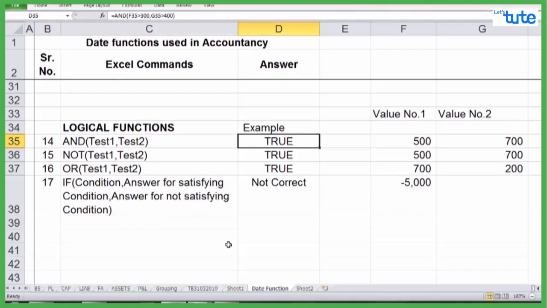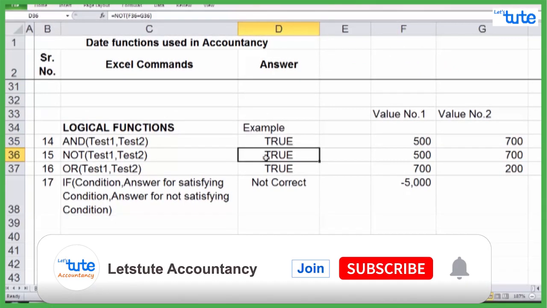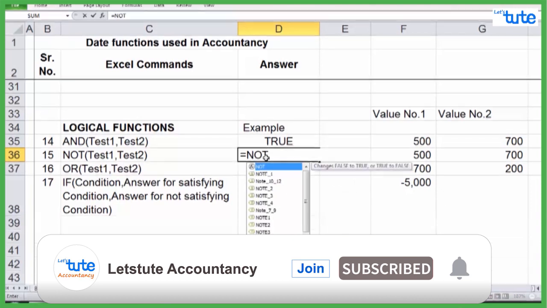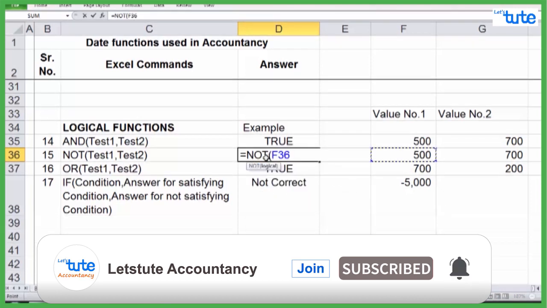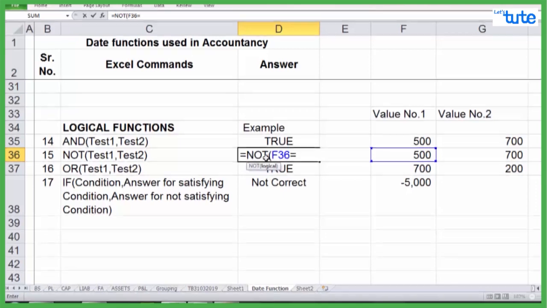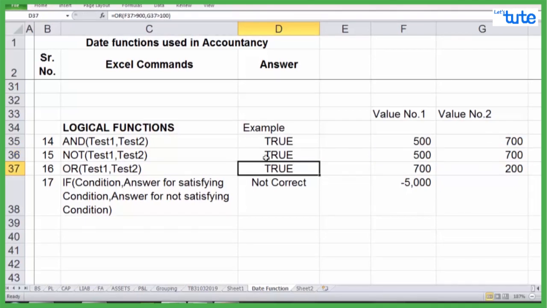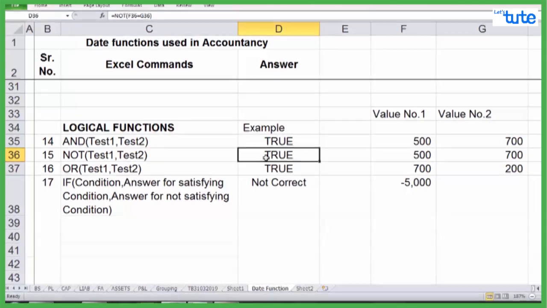Now we will do practice in Excel. I am typing the command NOT bracket open F36 is equal to G36. Is it true? True. Your answer should always be the opposite way.